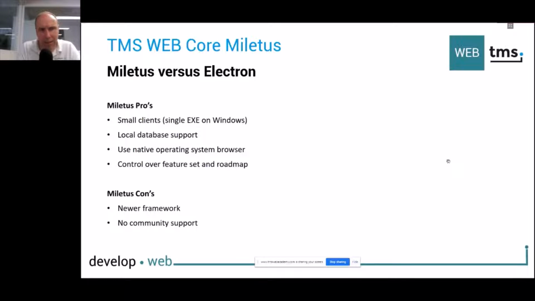So I would say the pros for Miletus are that it will generate small client applications. So it's on Windows, a single executable file. That's the minimum that you create for such a type of application. It's actually the same thing on Linux. On the Mac, it's a little bit more involved. It's a folder structure with specific Mac files that you have anyway for the minimum application that can be run on a Mac.